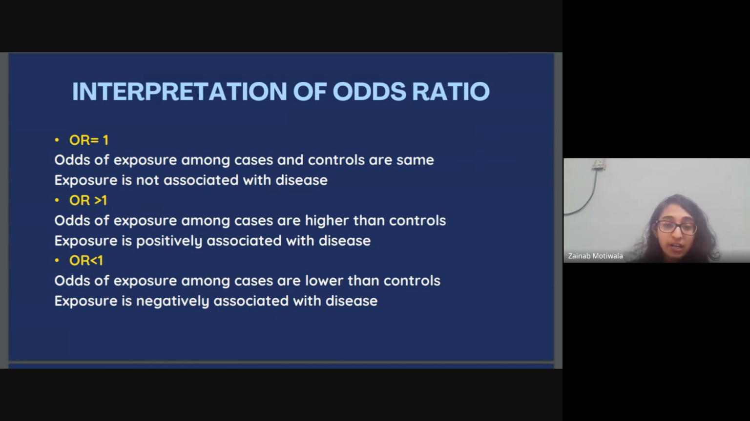Finally, another example would be an odds ratio less than 1. That is clearly understood as the exposure being negatively associated with the disease. So the odds of exposure among cases are lower than those of controls. So this is how the interpretation of odds ratio happens. So 1 just means that there is no relation. More than 1 is positive. Less than 1 is negative.